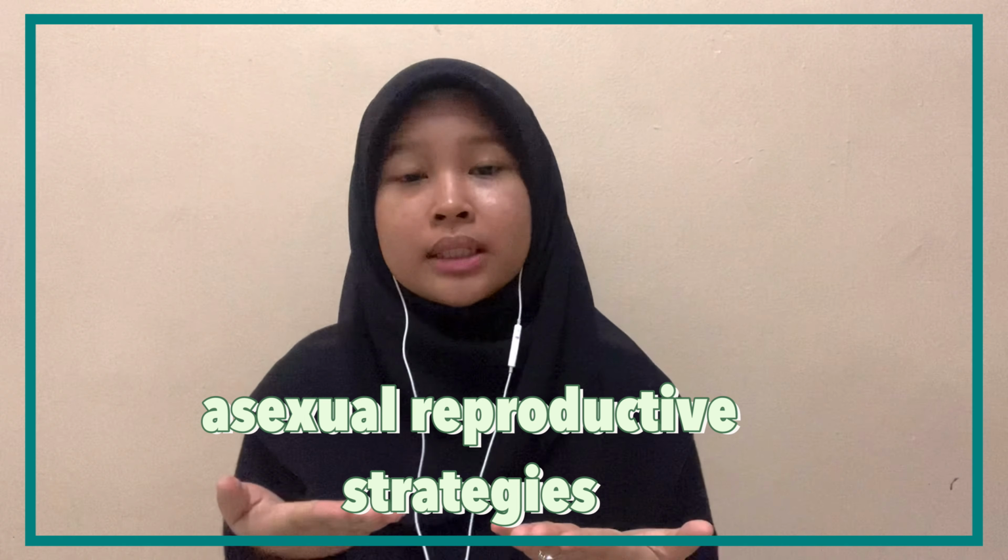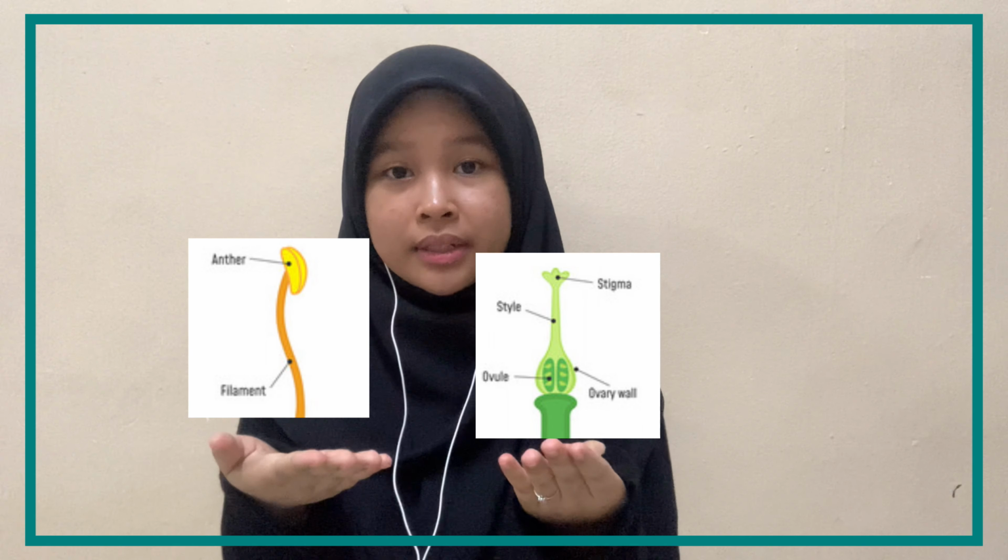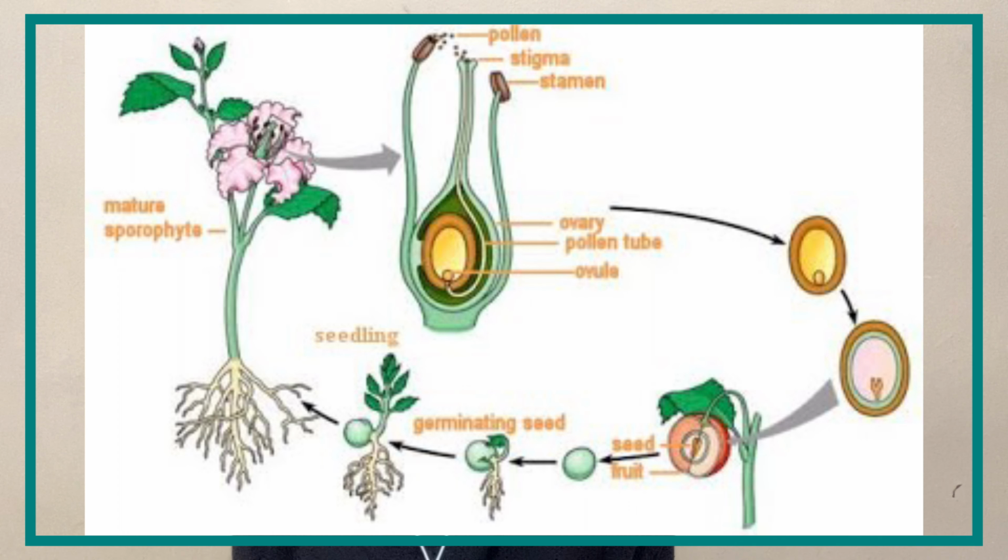We are Group 1 from Kuliah 4 and we are going to talk about asexual reproductive strategies, specifically in plants. So we know that plants can reproduce sexually, right? And the organ of sexual reproduction is the flower itself, which has the male and female gametes. By looking at this sexual reproduction process, you might be wondering, can plants reproduce asexually though?